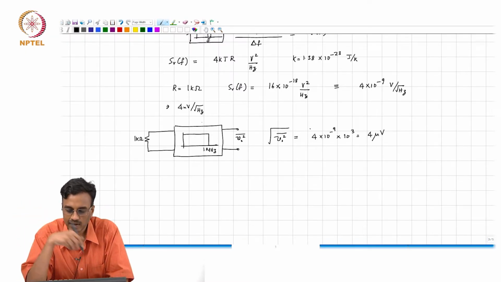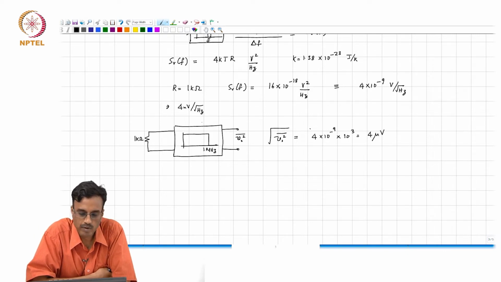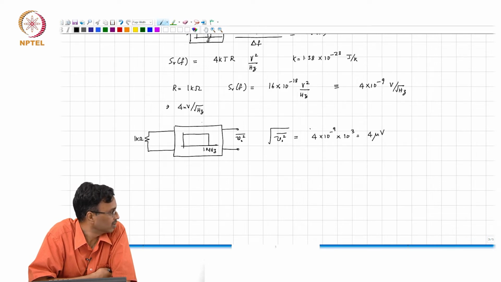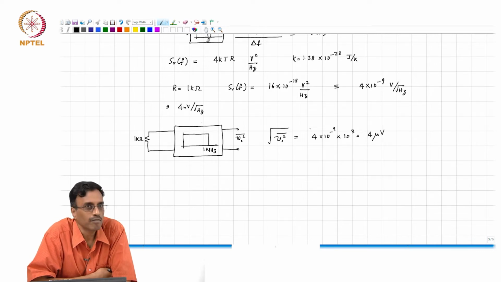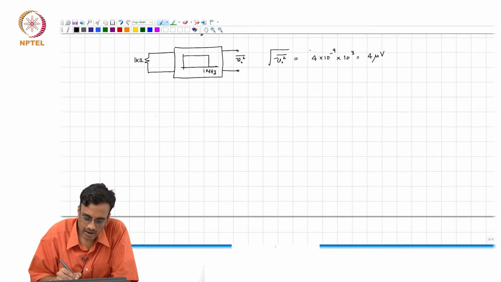So as I said, this 1 kilo ohm and 4 nanovolts per root hertz is a good number to keep in mind, right? And it also gives you an idea of what these numbers are like. Okay, good. All right. Now let me give you another.